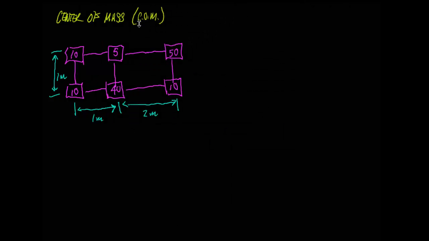Center of mass, or COM. I've drawn a very scary structure here. It's a two-dimensional structure made of 6 square masses separated with these thin rods, and we are going to ignore the mass of those rods, saying that they're a lot less than what these big masses are. So dimensions are vertically 1 meter up, and across here 1 meter plus 2, so that's a total of 3 meters. And we're going to say these are all 10 kilograms.